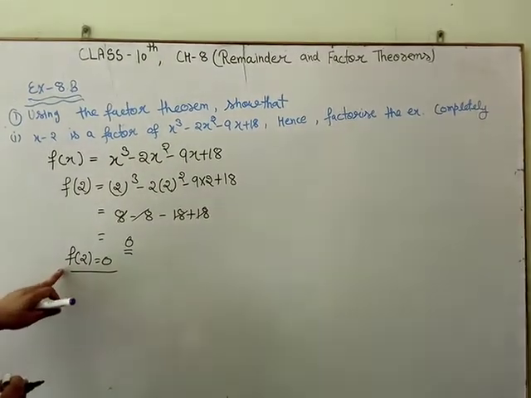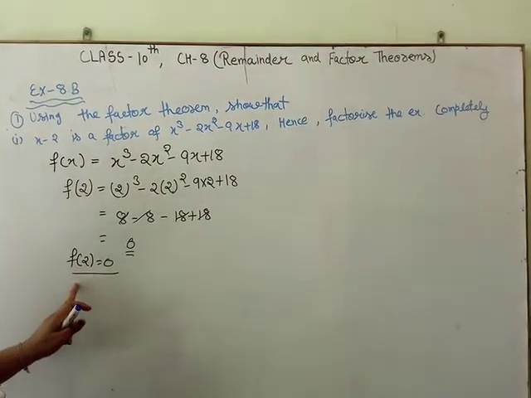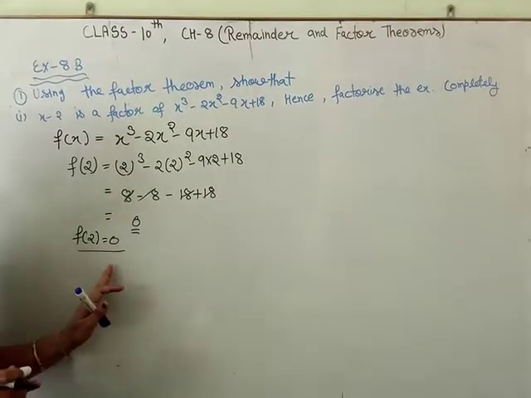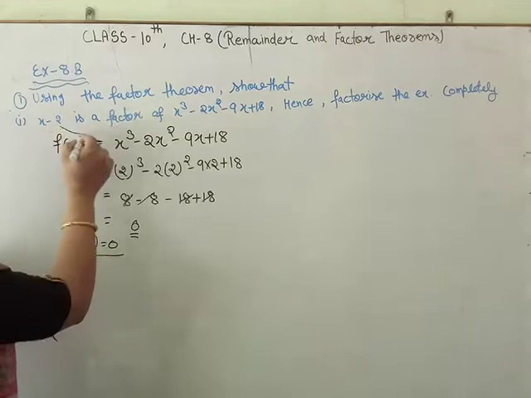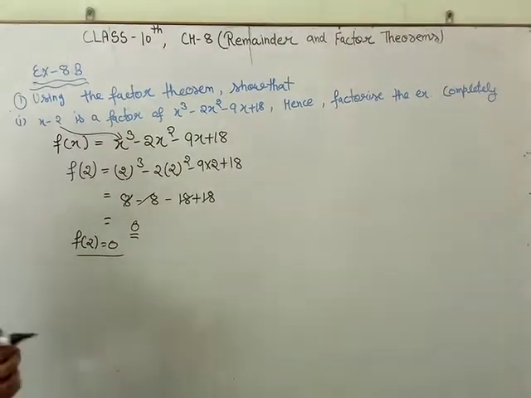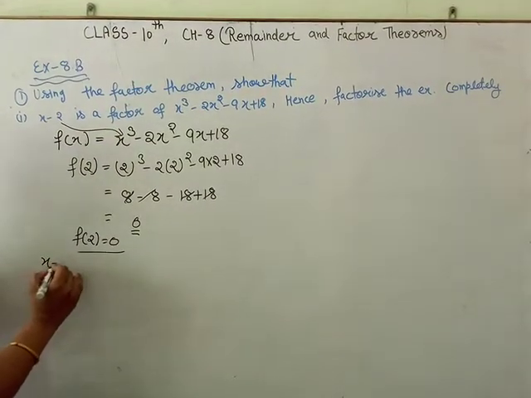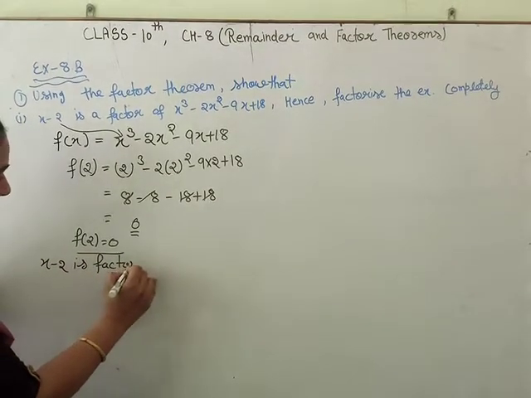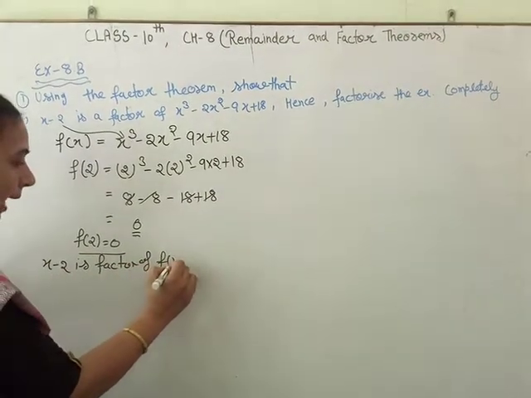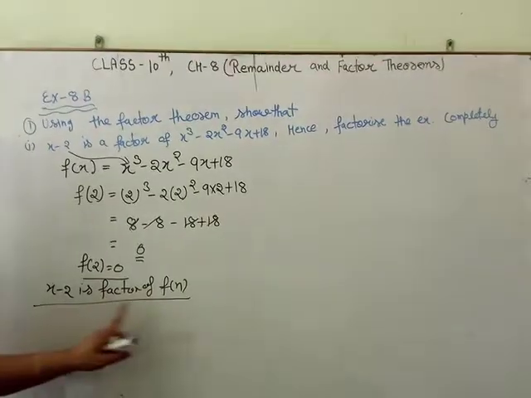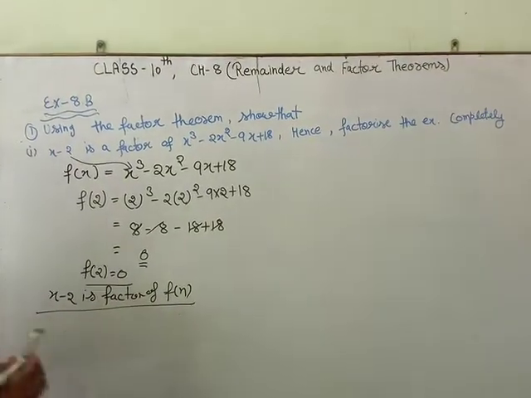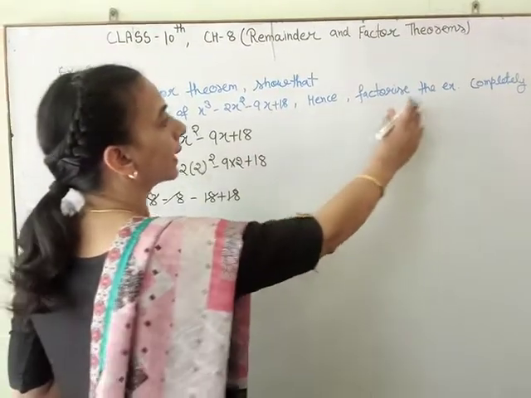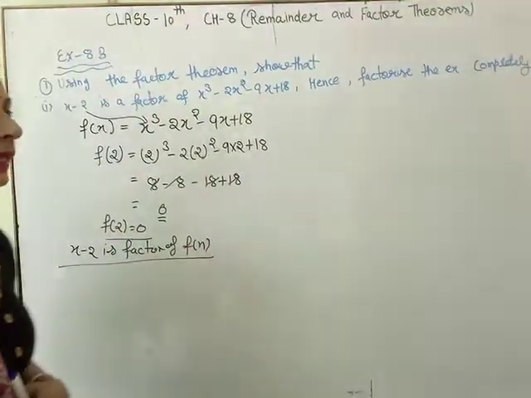Student, f of 2 is the remainder and the remainder equals 0. If the remainder equals 0, then x minus 2 is a factor of the given expression. So we write: x minus 2 is a factor of f of x. Okay. Again, in the next part, hence factorize the expression completely.